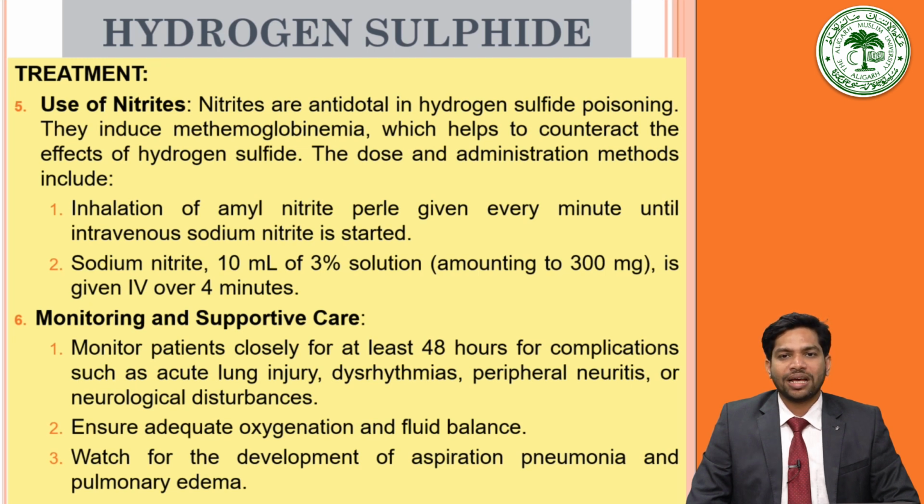begin. So the starting measure is the inhalational route of amyl nitrite, that is applied over a handkerchief, and the patient is asked to inhale it for 30 seconds every minute until intravenous sodium nitrite is given. Then intravenous sodium nitrite is given in the dose of 10 ml of a 3% solution, amounting to 300 milligrams, given IV over a period of 4 minutes.